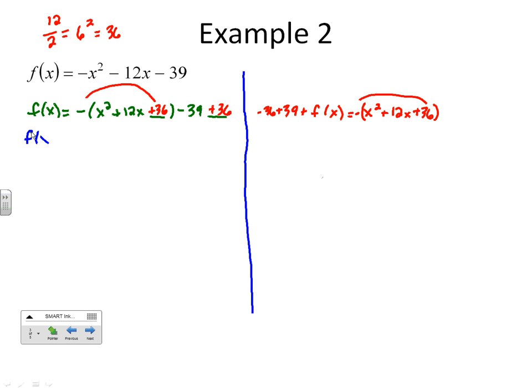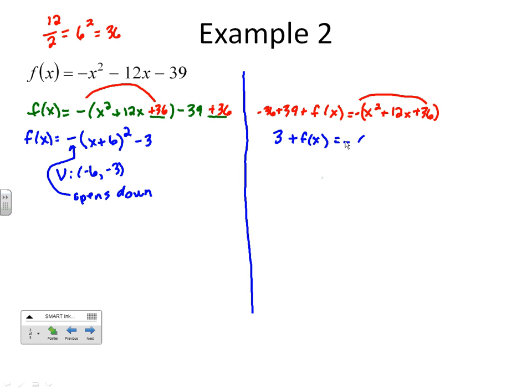Now I'm ready to finish completing the square. The negative stays on the outside. If I factor this into two parentheses, it's x plus 6 and x plus 6. So that's x plus 6 squared. Negative 39 plus 36 is negative 3. So not only do I know that my vertex here is negative 6 comma negative 3, I also know because of the negative that this opens down instead of opening up.